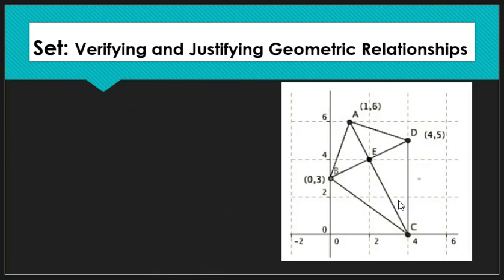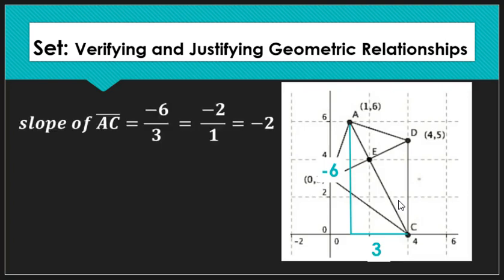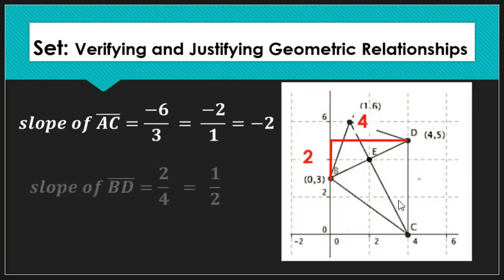In order to determine if the lines are perpendicular, you're going to need to find the slopes of both lines or line segments and compare to see if they are opposite reciprocals. So let's take a look at the slope of AC. The slope of AC, we go down 6 and to the right 3. So the slope is -2. And then if we want to find the slope of BD, we're going up 2 and to the right 4. So that slope is 1 over 2.